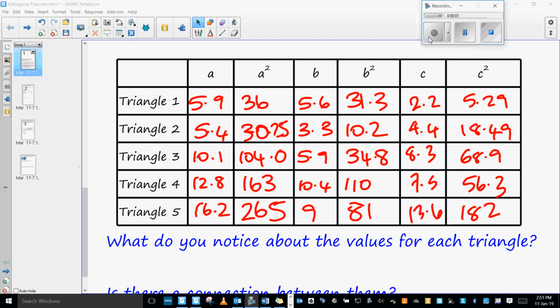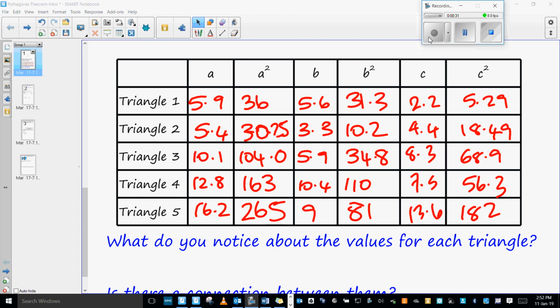Lesson the other day, we had our triangles and we measured all our lengths and we squared them. Now, we've shared our results. Obviously, this table as it is is not correct because 5.9 squared is not 36, but that's because we shared our results. As I've said, we have to remember that this is a practical situation, so it's not perfect. I've said here, what do you notice about the values for each triangle?